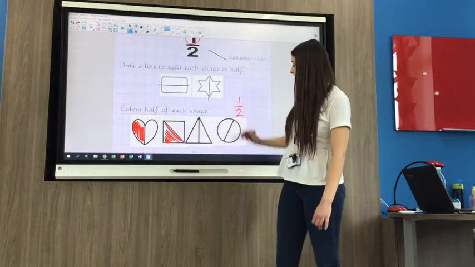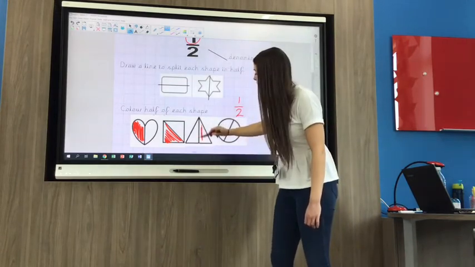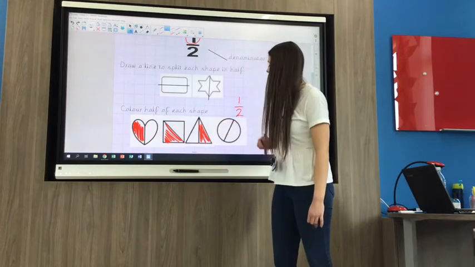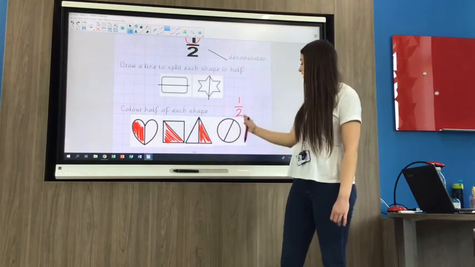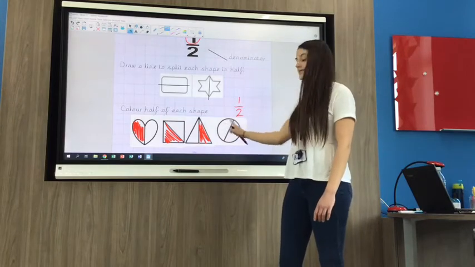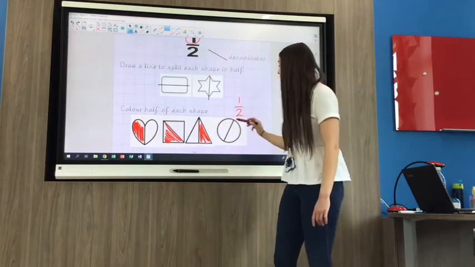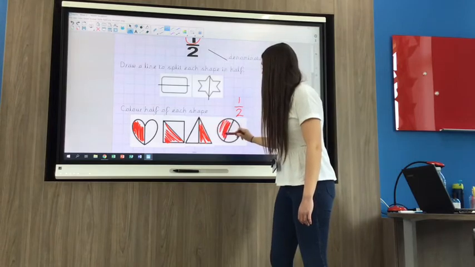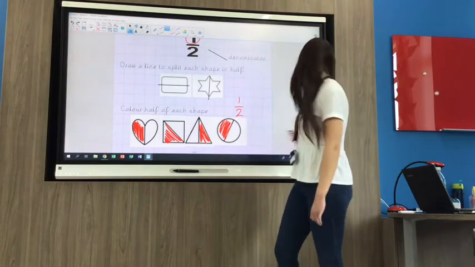Oh, this one's easy. I can see that straight down the middle. I want 1 out of the 2 parts shaded in, so I want 1/2. And this one, it's still going down the middle, just slightly off, but I've still got the same amount on each side of my shape. I'm going to shade half of that shape in.